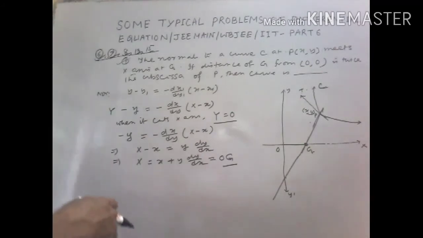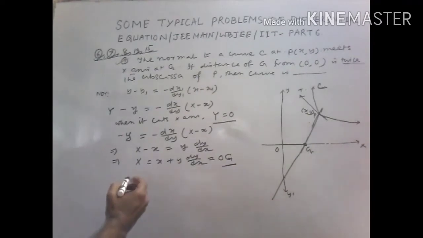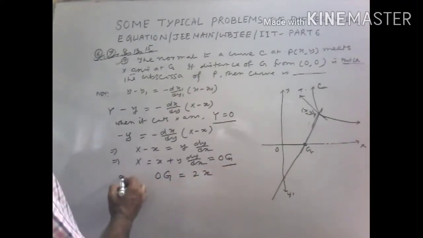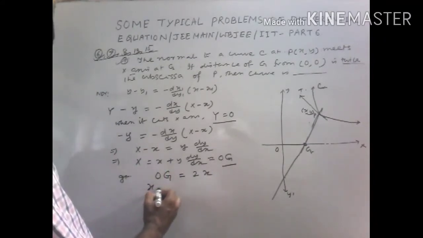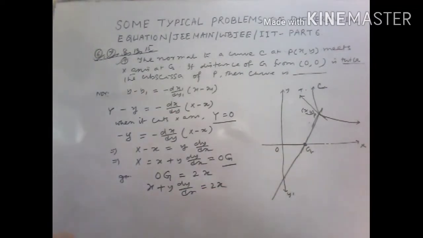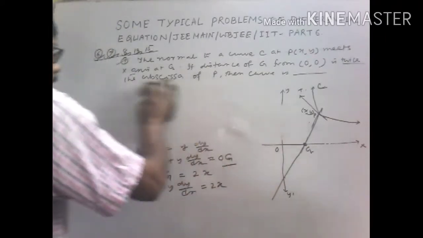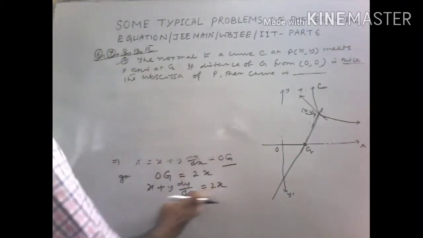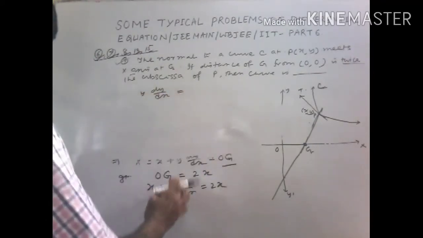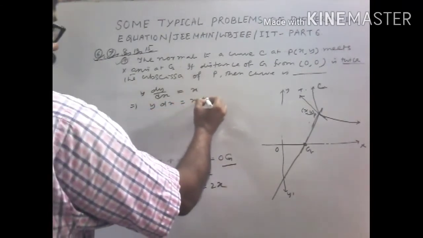Now it is given that the distance of G is twice the abscissa. So the given condition is OG equals twice x. So x plus y dy by dx equals 2x. Now our aim is to solve this differential equation. So y dy by dx equals x, so y dy equals x dx.